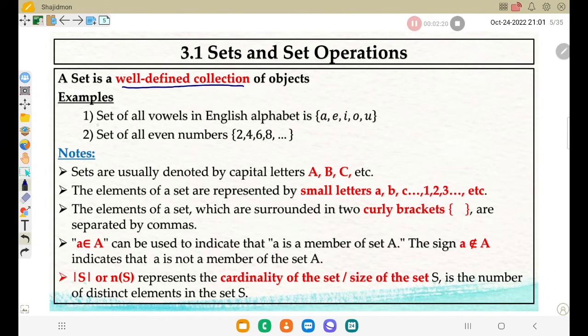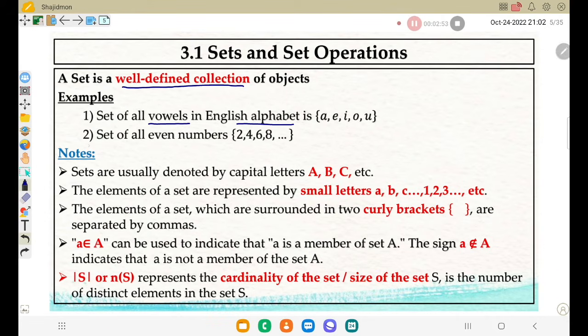For example, see here some examples given. Example 1, set of all vowels in the English alphabet. All of you know the vowels in the English alphabet: A, E, I, O, U. These 5 letters, correct? So the set of all vowels in the English alphabet is a set, a well-defined collection of objects. A is a member, E is a member, I is a member, O is a member, and U is also a member of that set, correct?